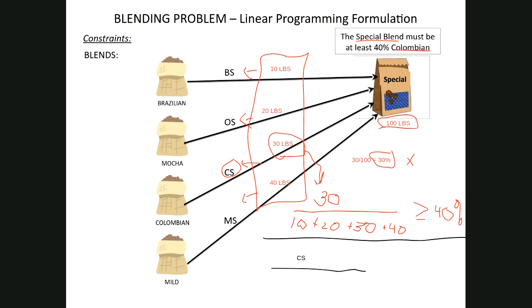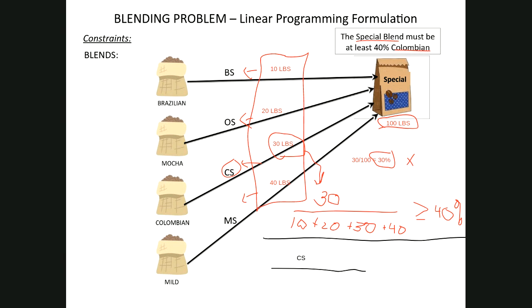Well, what was the 10 a surrogate for? It was a surrogate for the Brazilian that's in the special. The 20 is a surrogate for the mocha that's in the special. The 30 again is a representation of the Colombian in the special, and of course the 40 for the mild in the special.